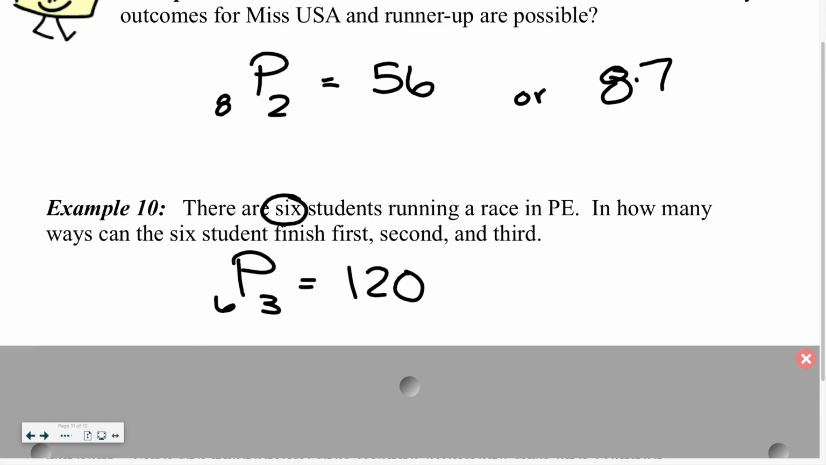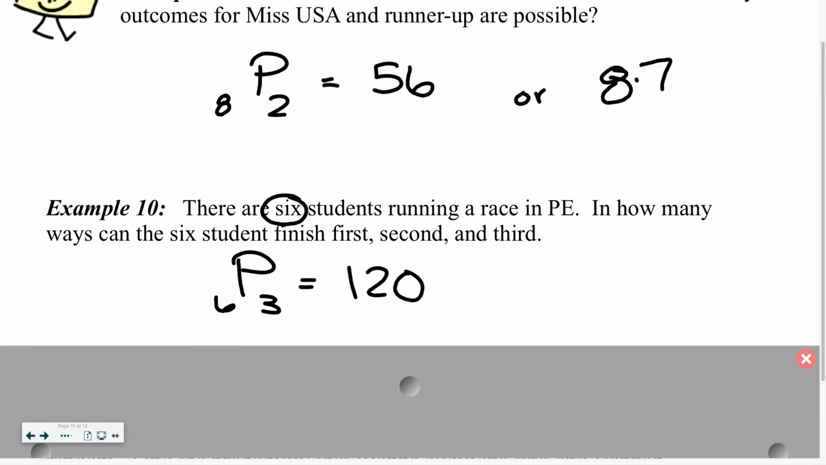120. Think about this. Say we got these 3 people coming in the top 3. It's a different outcome when Marin is first, Cole is second, Carly's third, versus Cole first, Carly second, Marin third, right? Those are different outcomes in the race, so order actually matters.